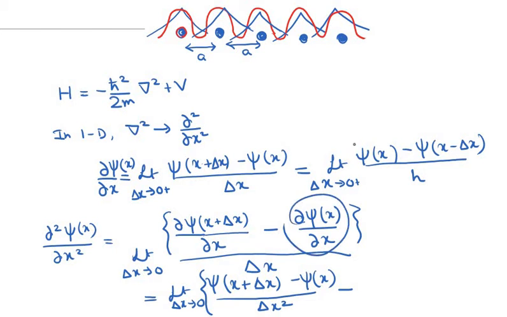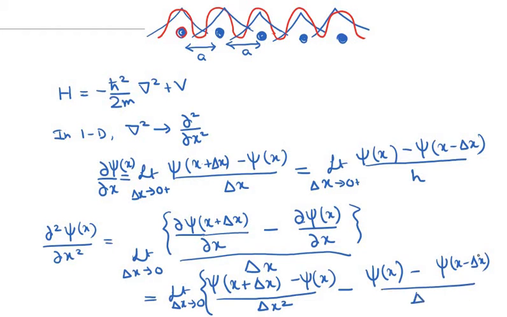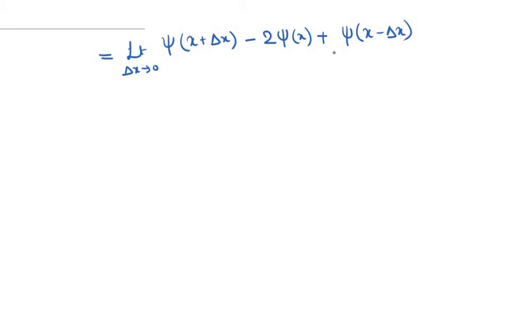Sorry, for this one also I would be using this expression over here. Okay, so minus psi x minus psi x minus delta x divided by delta x square inside the limit, which is equal to limit delta x tends to 0 of psi x plus delta x minus 2 psi x plus psi x minus delta x divided by delta x square. Okay, so this is basically our del 2 psi x del x2.